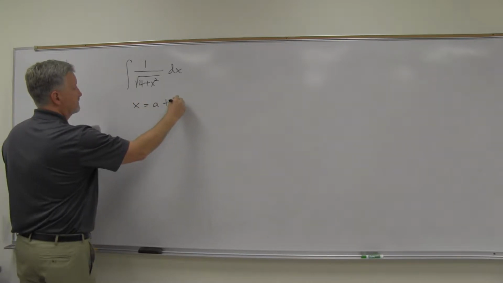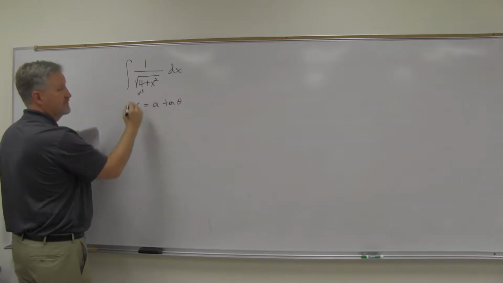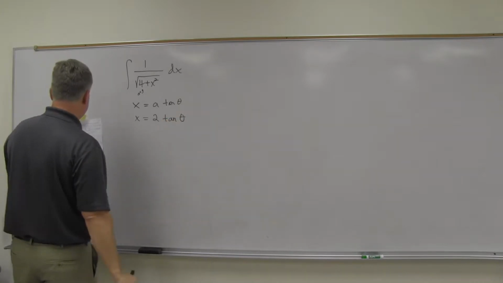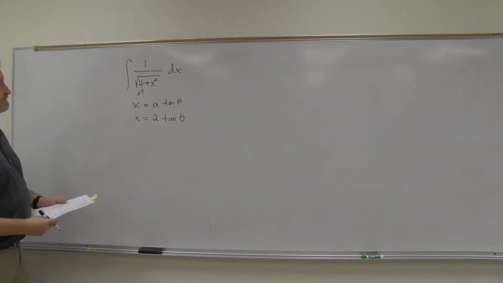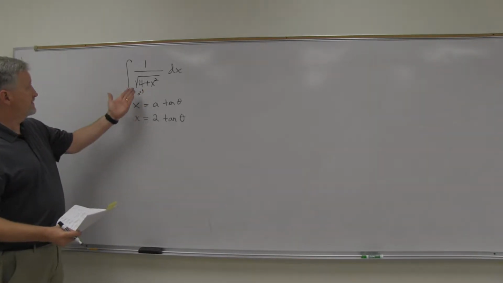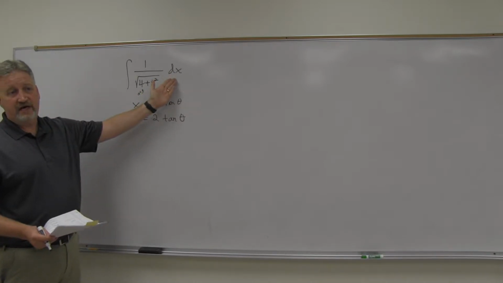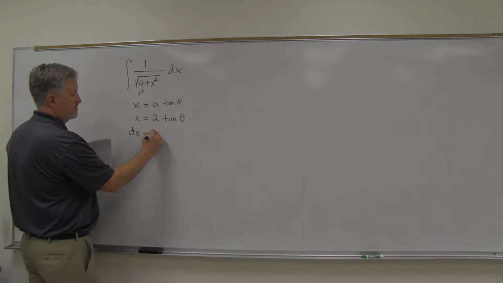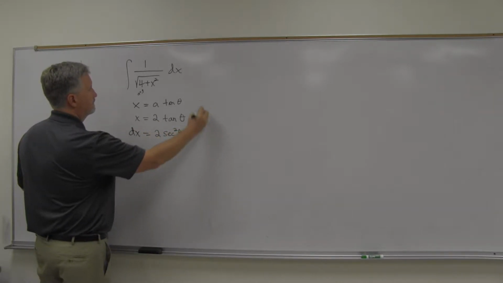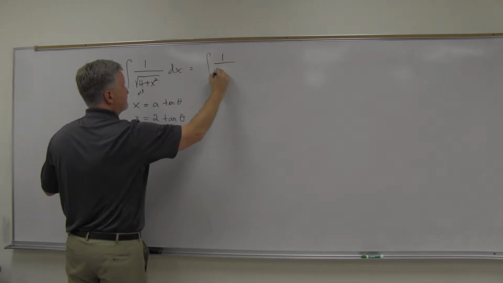What's the a? Well, that's a squared, so a would be 2. Then we'll do 2 tan theta. With me there? Now also, the good news here is that's only the substitution for x. But I also need dx, so what's dx? Well, dx is the derivative of this, which would be 2 secant squared theta d theta. This is going to work out actually pretty nice.